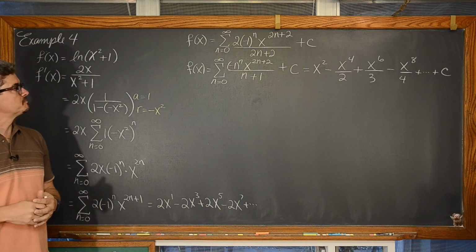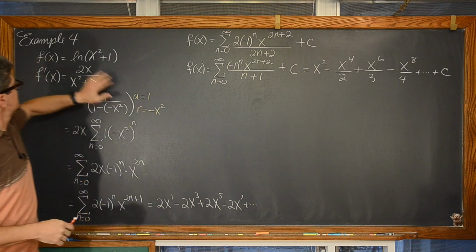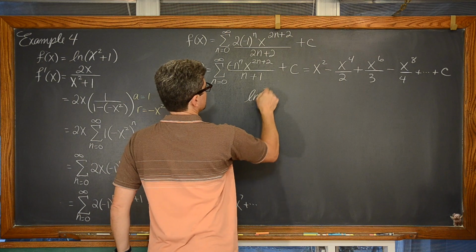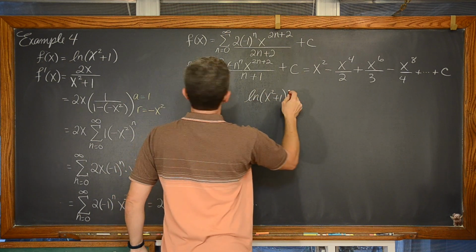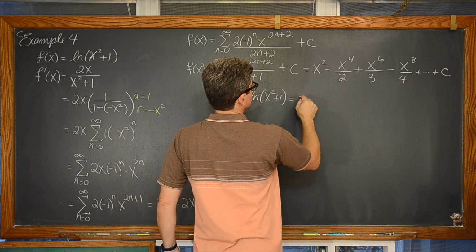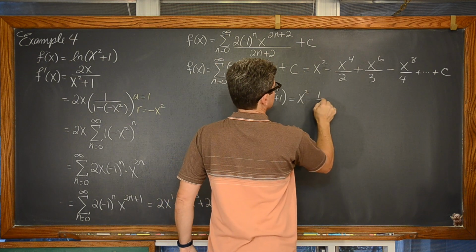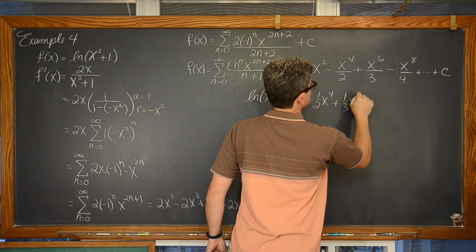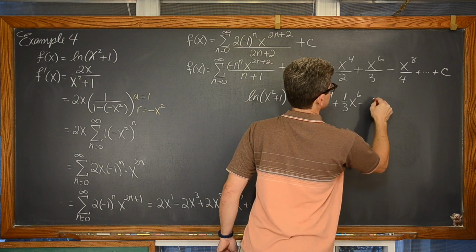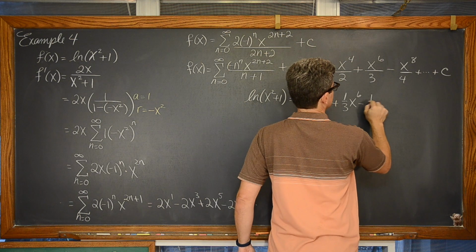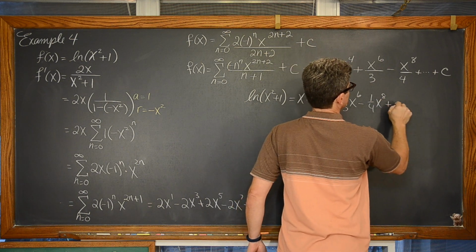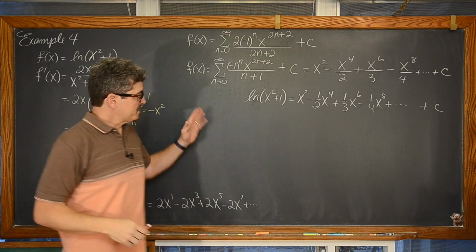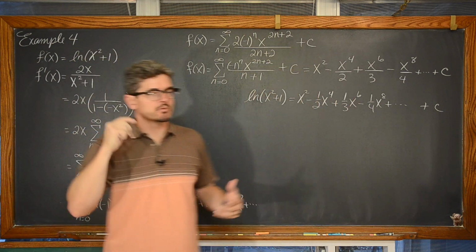What about the plus c? Well, f of x is the natural log of x squared plus 1, so the natural log of x squared plus 1 is equal to x squared minus 1/2 x to the 4th plus 1/3 x to the 6th minus, and then so on and so on. Well, this needs to always be true. Now, okay, it's not always true.